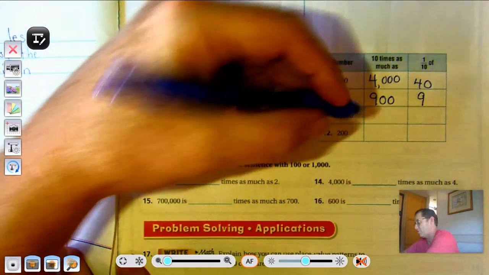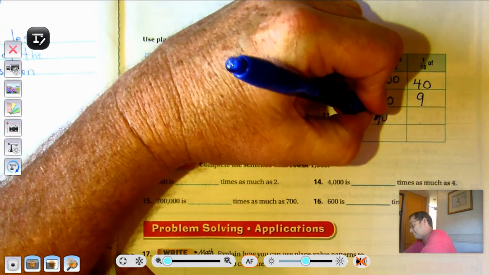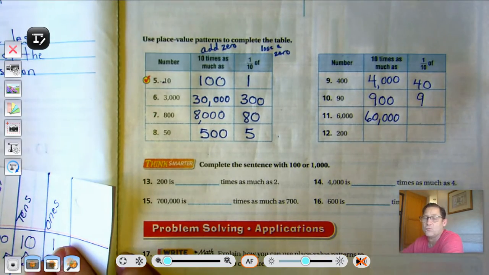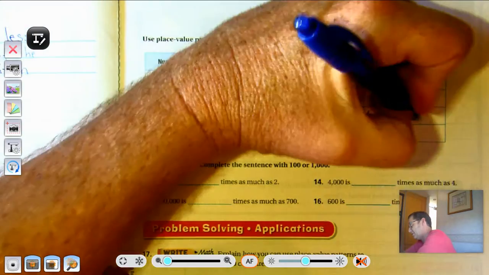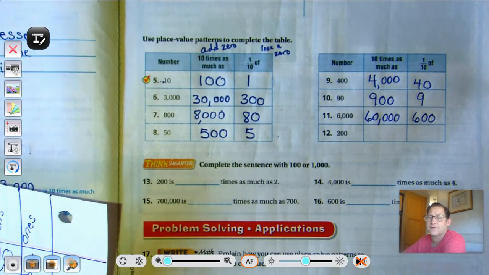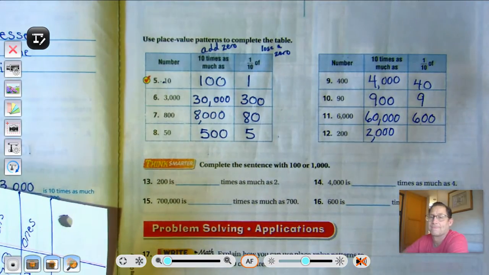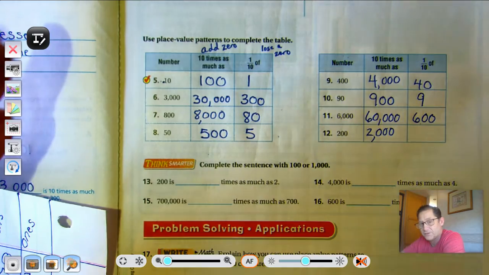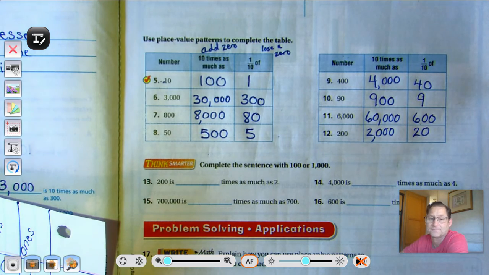6,000, 10 times, I'm going from thousands to 10,000s. If I take 1/10 of 6,000, I'm going from the thousands to the right one place value, so I'm going to wind up in the hundreds. 200. I start in the hundreds. I go to the next place value to the left, which would be 10 times greater, and that would be thousands. If I take 1/10 of 200, I'm going from the hundreds, one place value to the right, which is the tens, and I would have 20. 1/10 of 200 is 20.